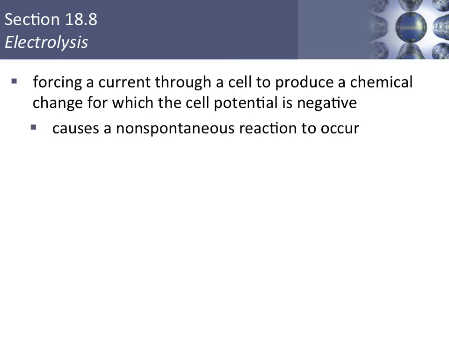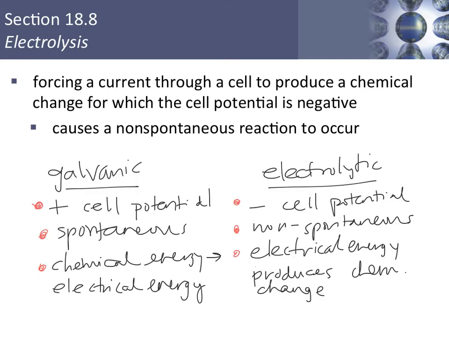Now in Section 8, we are going to look at an electrolytic cell. This uses electrical energy to produce a chemical change. It involves a process called electrolysis, where an electric current is forced through a cell to produce a chemical change for which the cell potential is negative. The electrical work causes an otherwise non-spontaneous chemical reaction to occur. Here's a quick breakdown of the difference between a galvanic and an electrolytic cell.